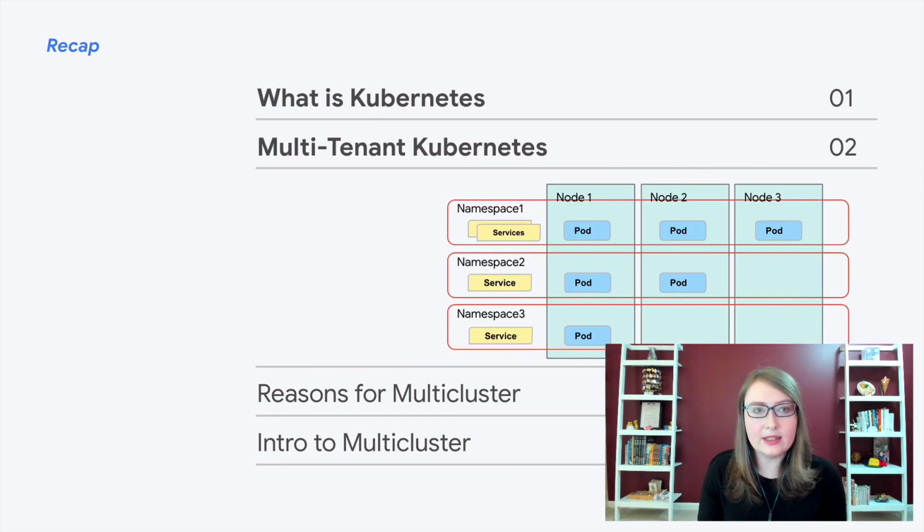Now, multi-tenant Kubernetes clusters can be run. You can basically run Kubernetes in a multi-tenant fashion by using namespaces and role-based access controls, which may be a more efficient way to manage your Kubernetes architecture, but it has its drawbacks.